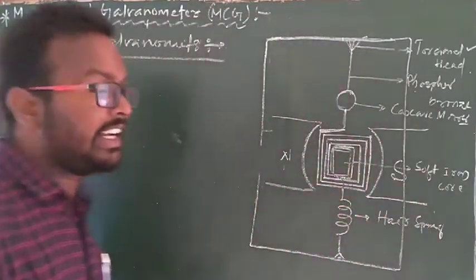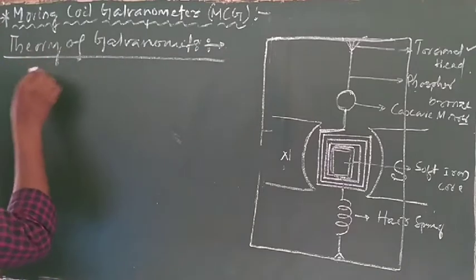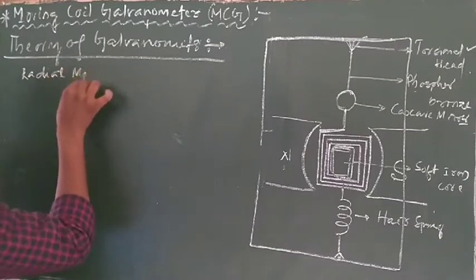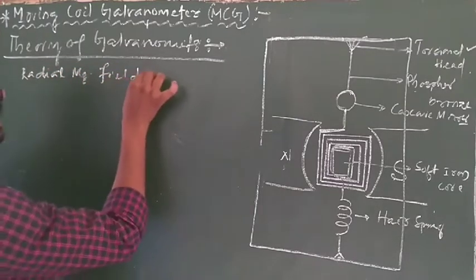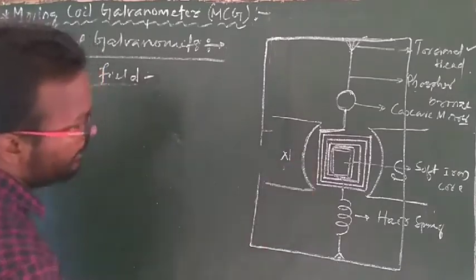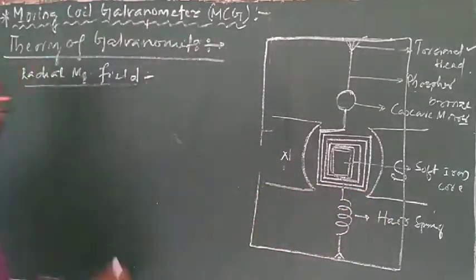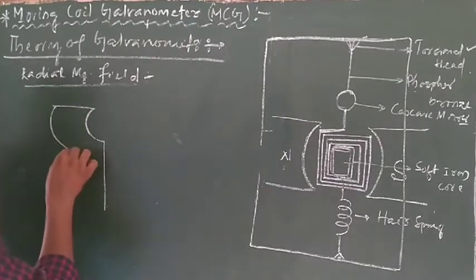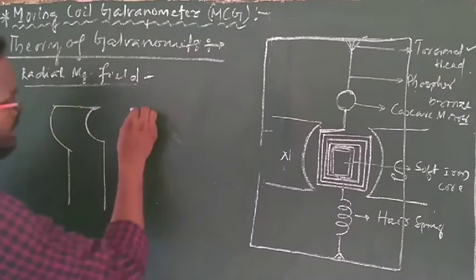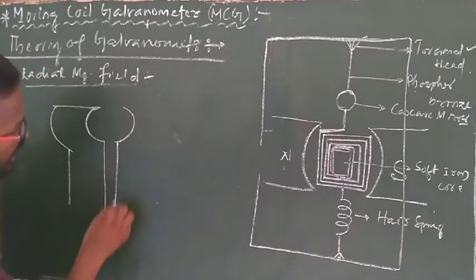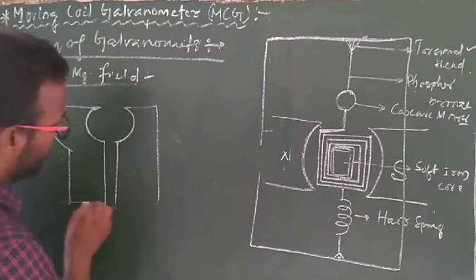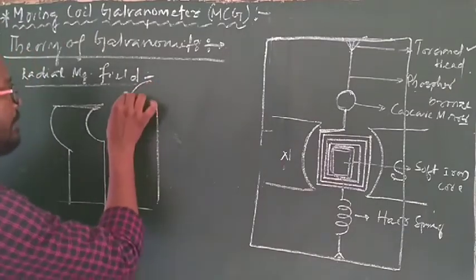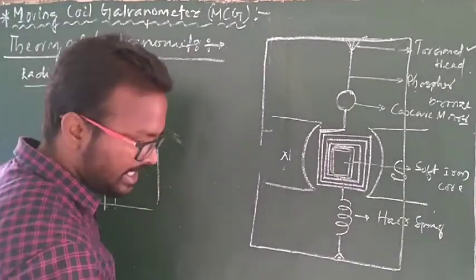Suppose here we use a radial magnetic field. First, we have to discuss what a radial magnetic field is. Suppose we have a horseshoe magnet. The actual shape of the horseshoe magnet is like this. If we observe it from its top view, then the magnet looks like this.